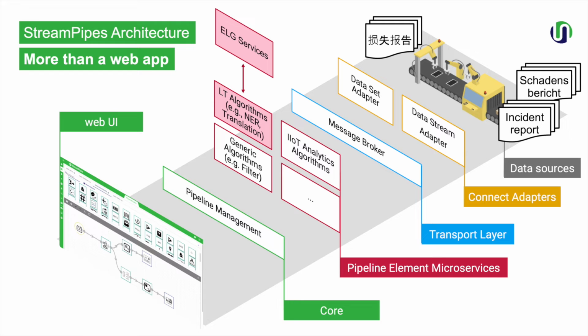This flexible design eases the integration of more ELG services, and therefore extends the set of language technology pipeline elements within StreamPipes. Lastly, the pipeline management builds the core of StreamPipes, responsible for all management activities such as element matching and verification during pipeline modeling, or pipeline deployment.